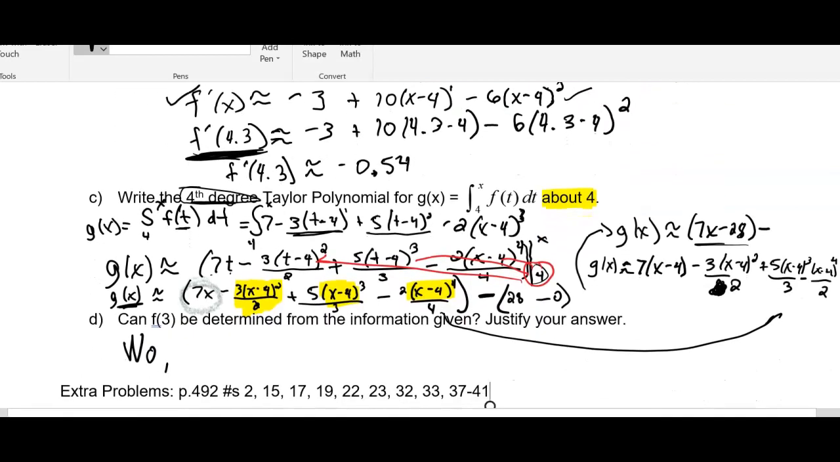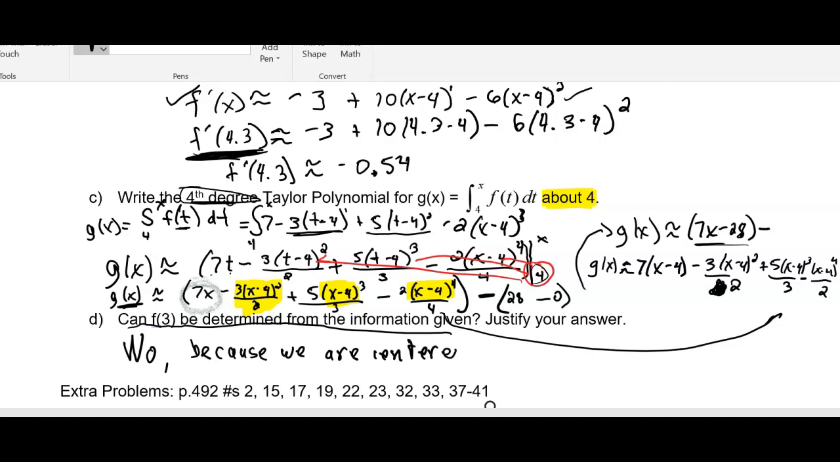This isn't asking you if you could approximate f of 3. We could, because 3 is relatively close to 4. But in terms of can we definitively find f of 3 from our given information, the answer is no. All we can find is any value of the functional value at 4 or any derivative of that function at 4. So we would say no, and then it is just because we are centered at x equals 4. So we could approximate f of 3. We couldn't actually determine the exact value of 3, however. All right.